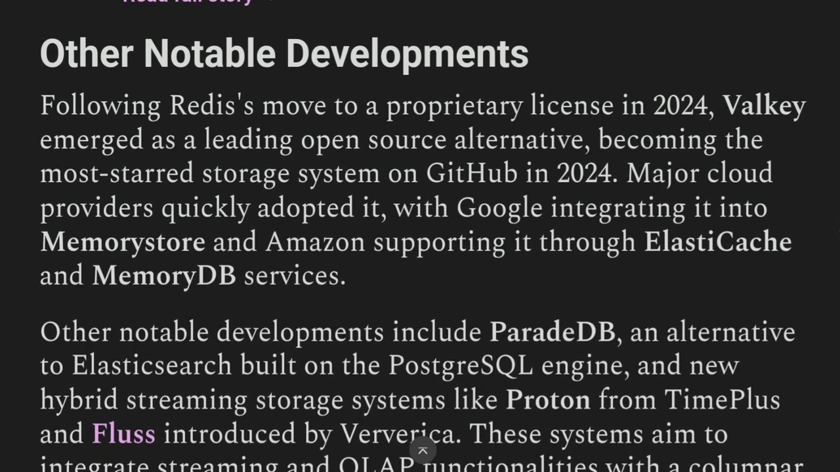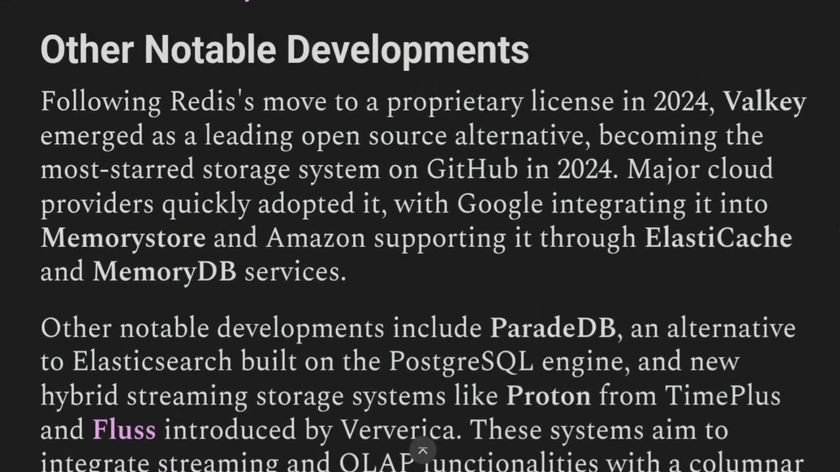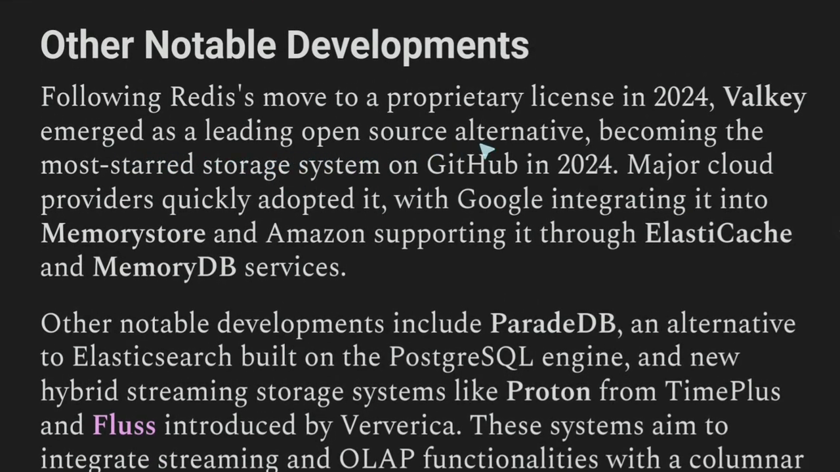Other notable developments. Following Redis's move to a proprietary license in 2024, Valkey emerged as a leading open source alternative. Yeah, I wouldn't jump, because as I said, the license changes are mainly against the clouds. It's not necessarily against you. Becoming the most starred storage system on GitHub. Also, you saw we had these alerts on the page where we view the stars. So you need to be careful before jumping into new technologies.